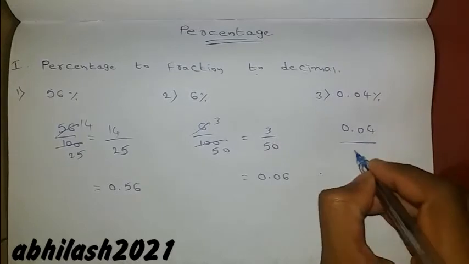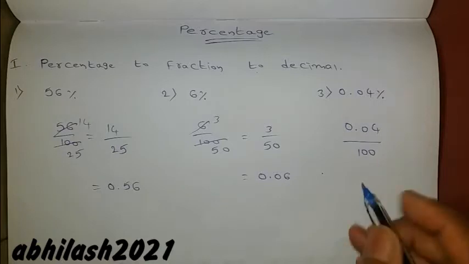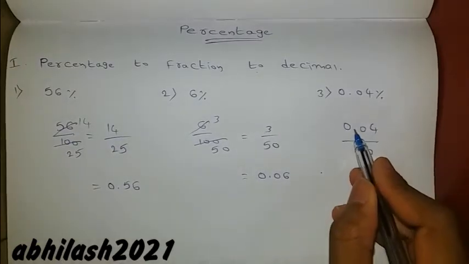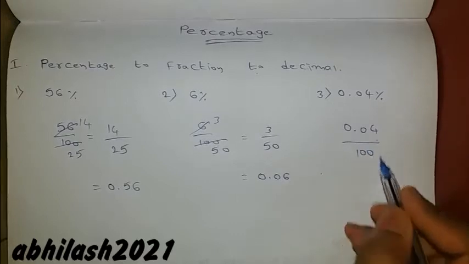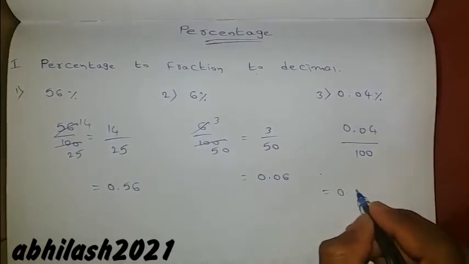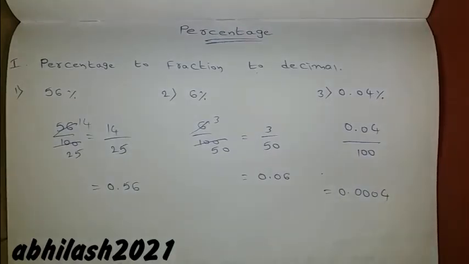0.04 divided by 100. Next, already here after the decimal 2 digits are there and in the denominator again 2 zeros, so we will get 0.0004.